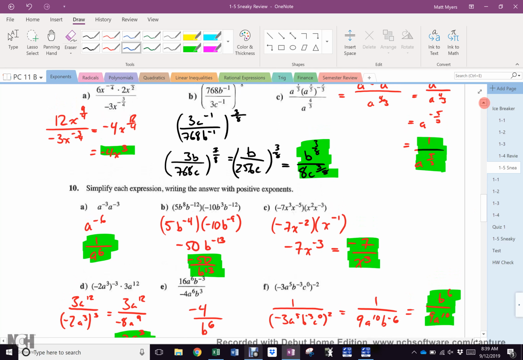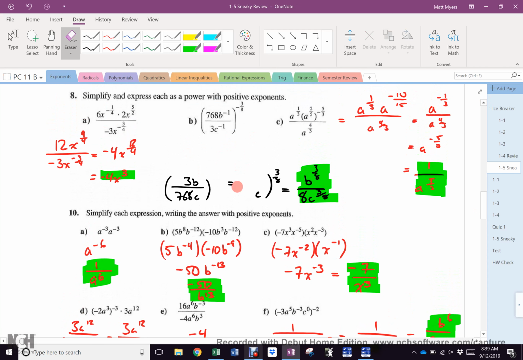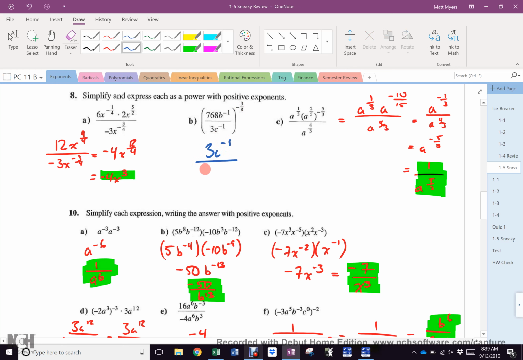8b. All right. What does the negative exponent do to the base? Flips it. 3c to the negative 1 over 768b to the negative 1. Now, all that to the 3/8. Now, you have some options. You could move the c and the b right now, if you wanted. Do you want to? Okay. So you're just moving the c and the b. So c, b. Now everything is to the 3/8, right?